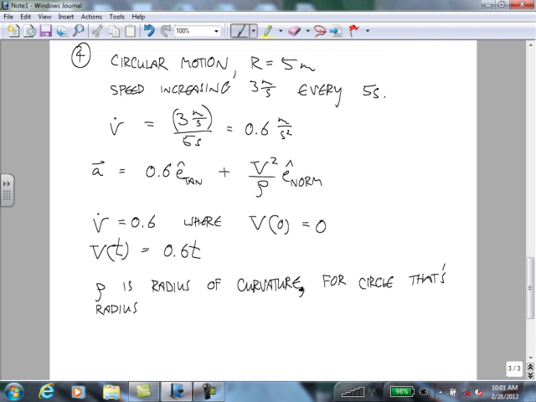If you remember the radius of curvature, the definition of it is like you fit an infinitesimal piece of that curve to a circle and figure out where that circle's center is. So if the curve is a circle, then those match up. And so the acceleration vector is 0.6 in the tangential direction plus 0.36 t squared, that's v squared, over 5 in the normal direction.